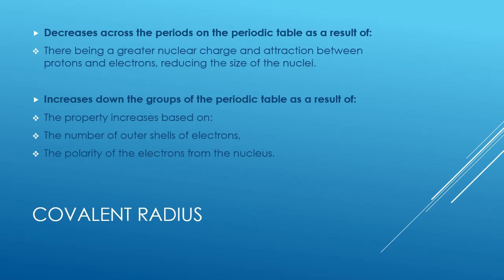The covalent radius decreases across the periods on the periodic table as a result of there being a greater nuclear charge and attraction between protons and electrons, reducing the size of the nuclei, and it increases down the group of the periodic table as a result of the property increasing based on the number of outer shells of electrons and the polarity of the electrons from the nucleus.